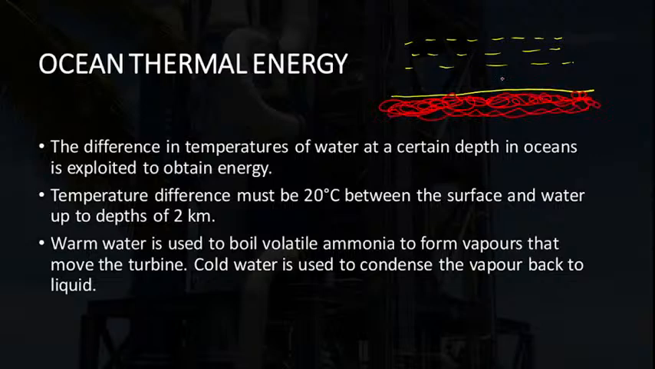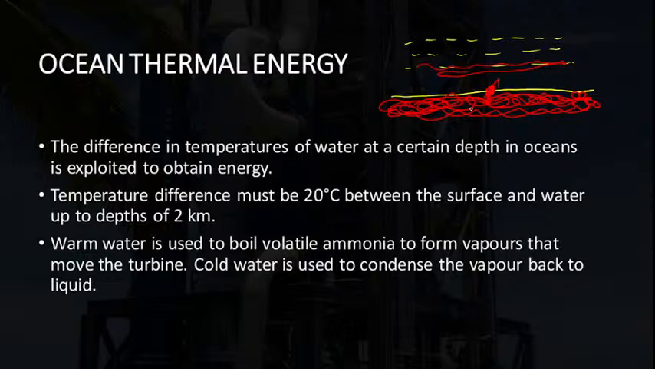So what happens is that due to some tectonic plate motion, if there is any crack between these two layers, at this interface, then automatically the water will become very hot over here, and due to this a large amount of vapor is created, and ammonia is also released. So the difference in temperature of water at certain depths in the ocean can be exploited to obtain energy.